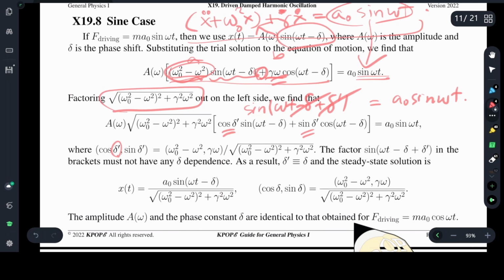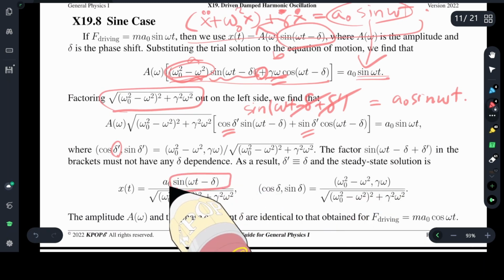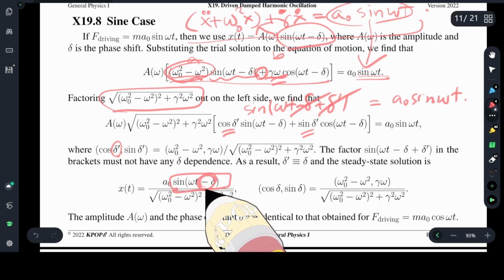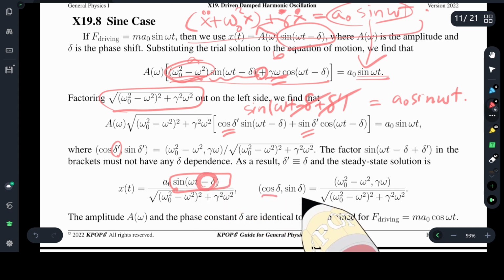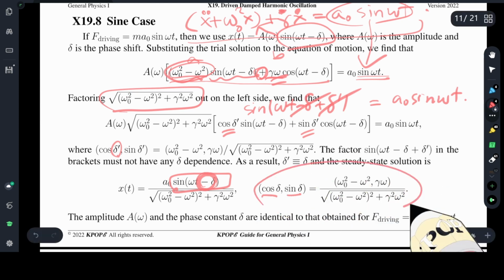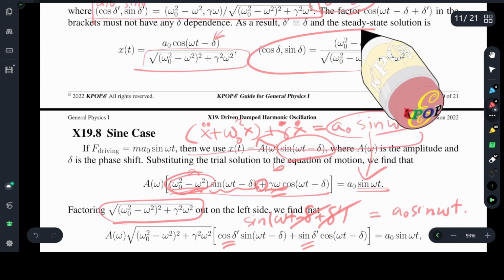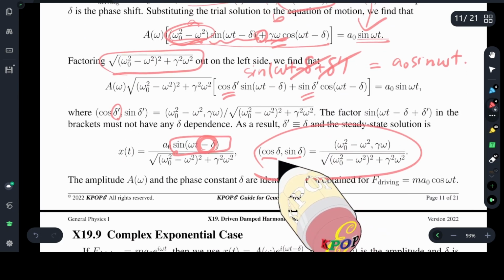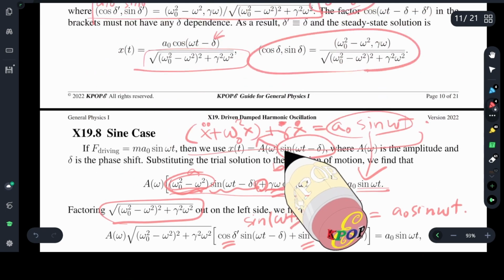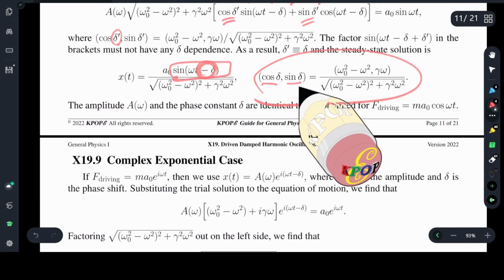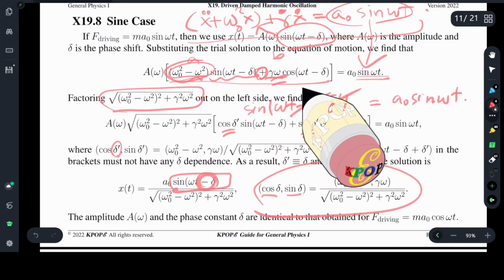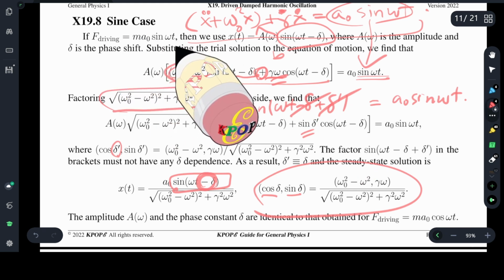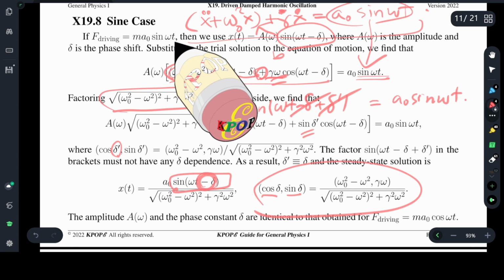Very interestingly, even though the shape of the function is replaced with sine instead of cosine, the functional dependence, the negative delta form, and the rule for determining the value of delta are identical to each other. Omega 0 squared minus omega squared is in the cosine here, and this is also the cosine here. In a similar manner, for sine, they are identical. So the way of finding the solution for the driving force, either sine or cosine, is absolutely the same.